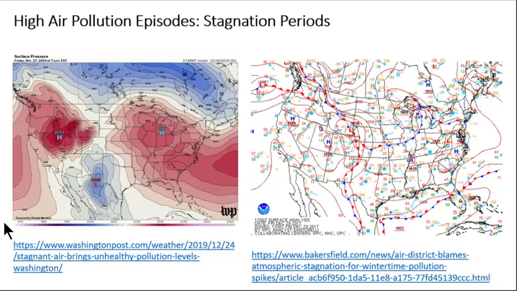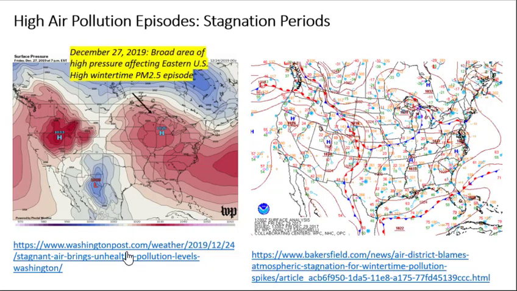Typically, stagnation episodes are most associated with wintertime and give rise to periods of very high particulate air pollution, for example, PM2.5. Seen here are two recent examples of wintertime stagnation episodes. On the left is an episode last winter in the eastern United States. The broad area of high pressure giving rise to this is depicted here. Notice how broad and spatially expansive this high pressure system is. This leads to weak winds and low pollution dispersion.